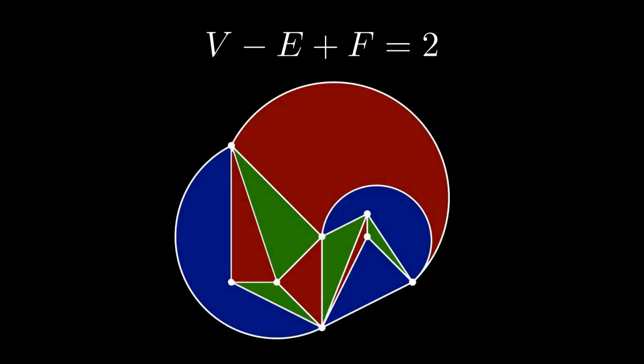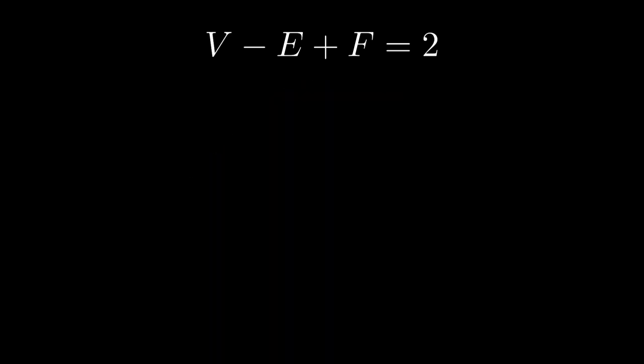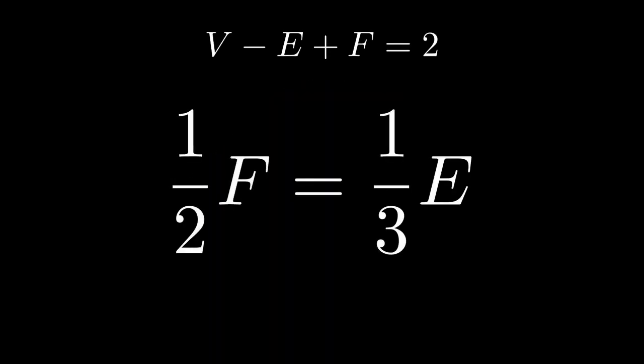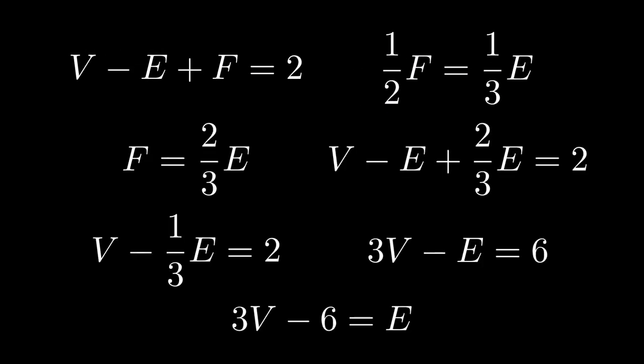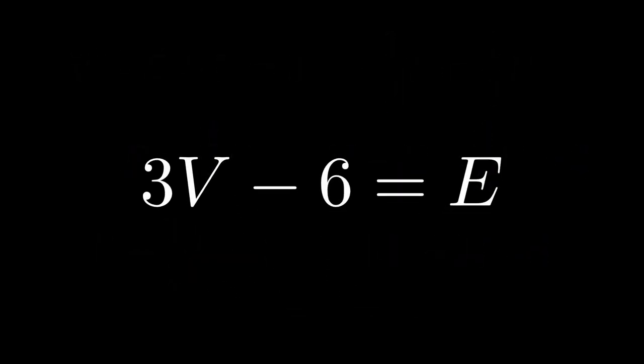Since all the faces of G1 have 3 edges, and each edge is between 2 faces, G1 has exactly 3 edges for every 2 faces, or in a formula, 1/2 F equals 1/3 E. Now we do some algebra with this fact and Euler's formula. This gives us that the number of edges E is 3 times the number of vertices V minus 6.